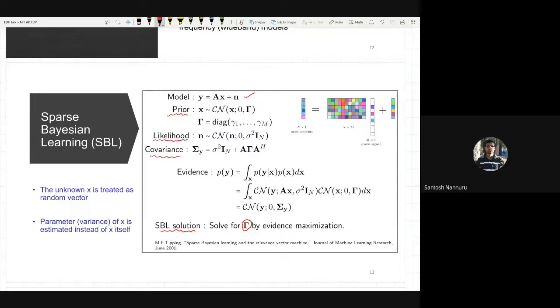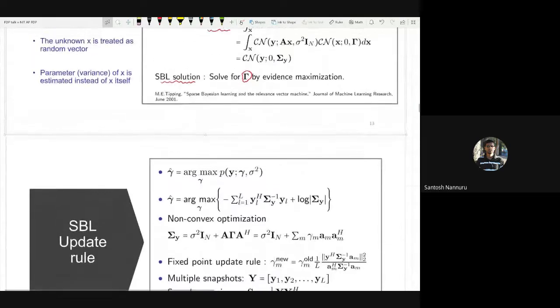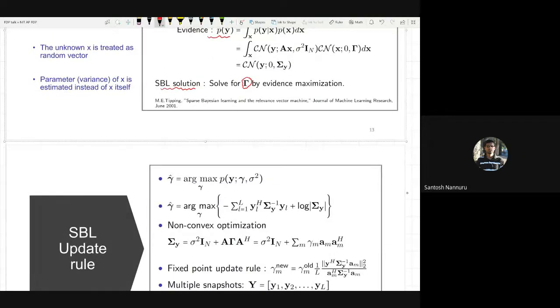We do this by what is called evidence maximization. Evidence is nothing but the probability of observing the data, or the probability of y. Using probability analysis, it's the integration of p of y given x times p of x. Because the likelihood and prior are both Gaussian, this is very simple, and it again turns out to be Gaussian. And you want to maximize the evidence. So that's what I do here: the argument gamma which maximizes the evidence is my answer.